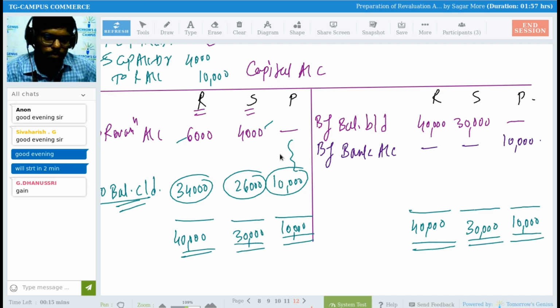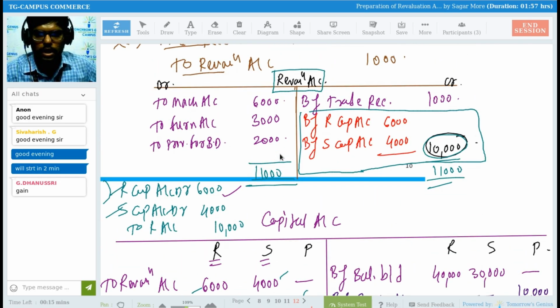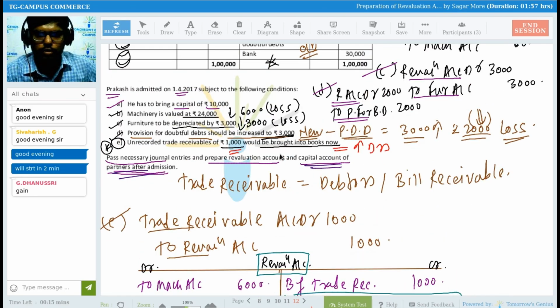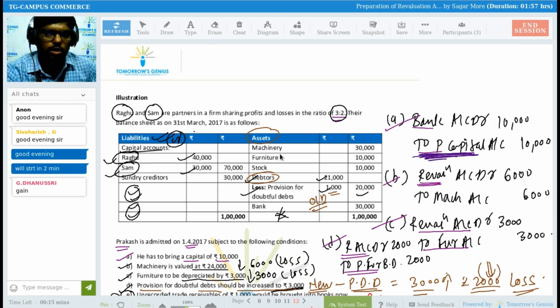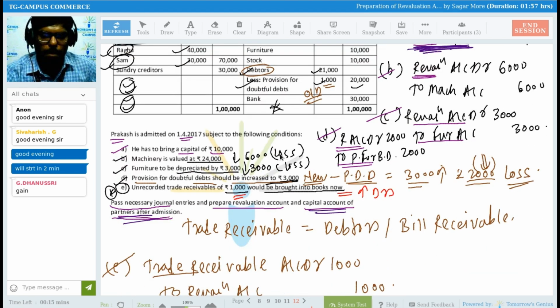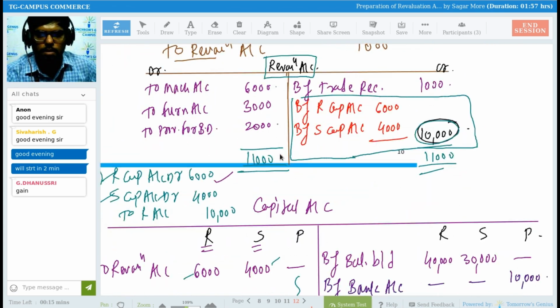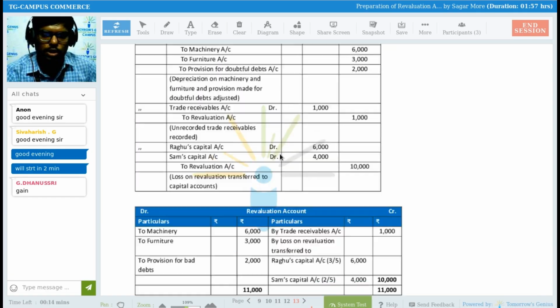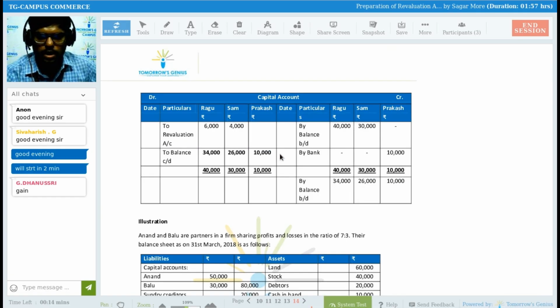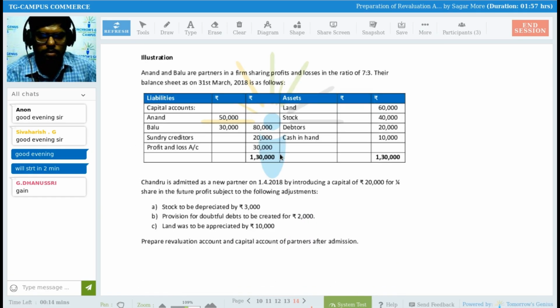Understood this question? Any doubts so far? Any questions so far? No doubt. Okay. This was the full-fledged question, right? In this question, we did the revaluation account entry. We did the preparation of the capital account, and we did the preparation of the revaluation account as well, right? I hope you understood these. Any questions? Any doubts?